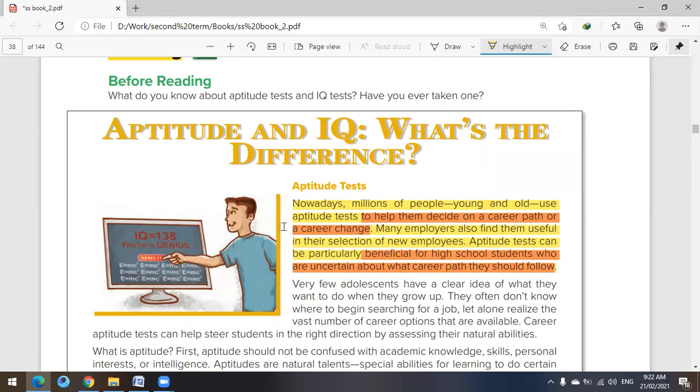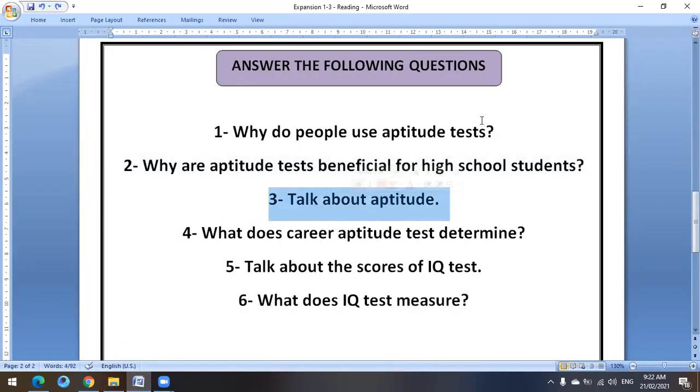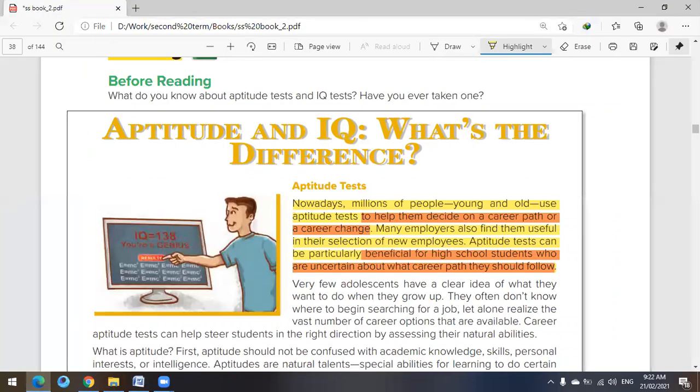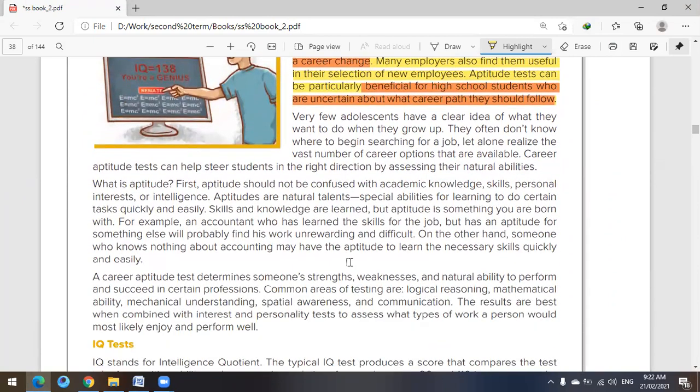Okay, now let's move to question number three. Talk about aptitude. What did the passage tell us about aptitude tests? You can read this paragraph carefully and tell us about aptitudes. Tell us the information that you get from this paragraph.